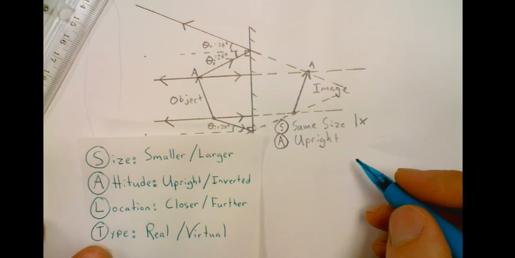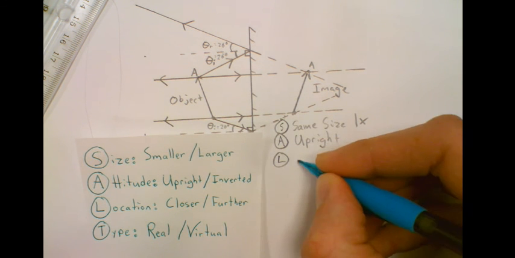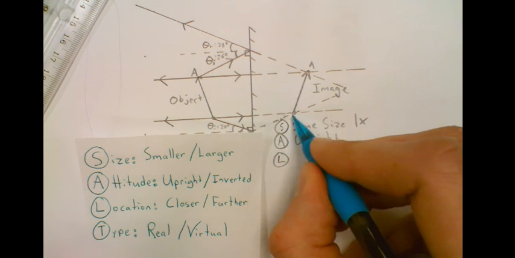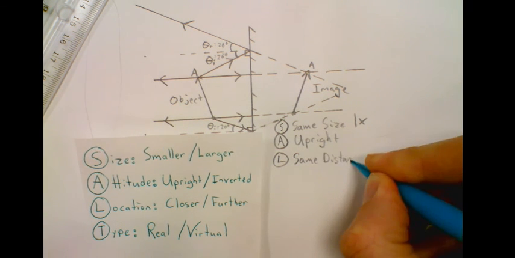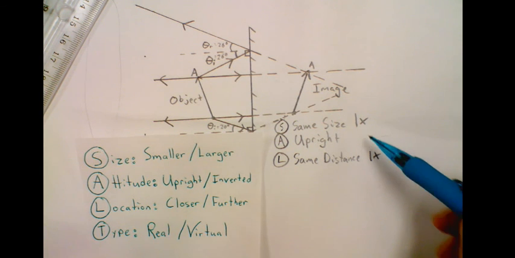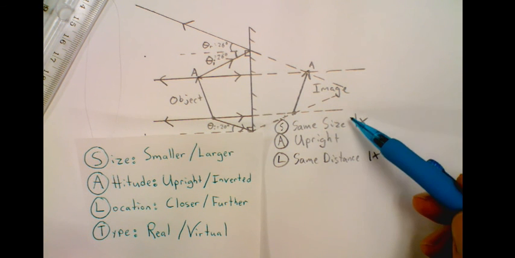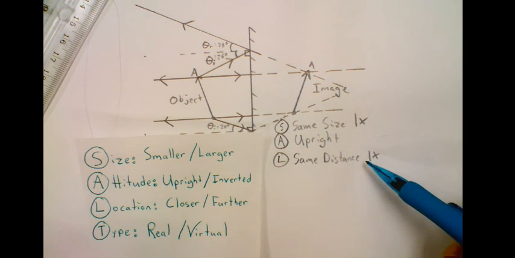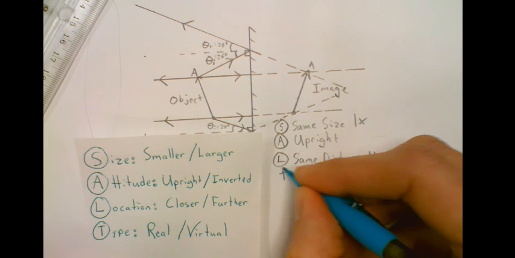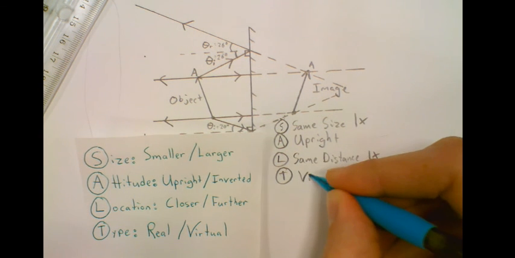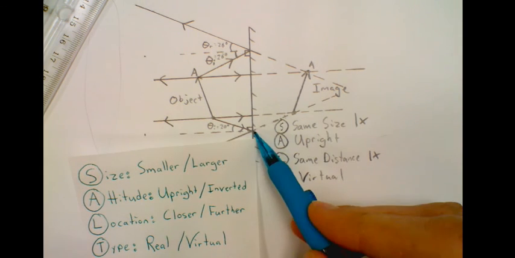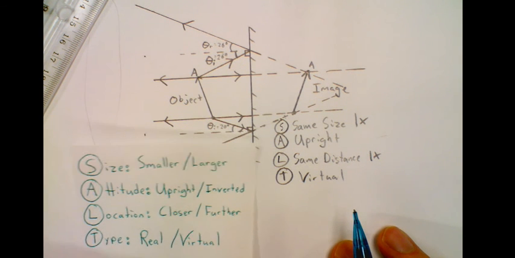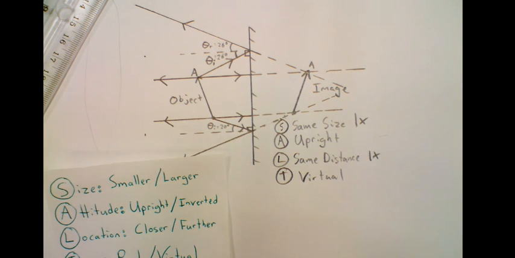And then L for location. It is the same distance, so same distance from here to here as here to here. So same distance or 1 times. You notice there's a relationship. The magnification here will be the same ratio as the distance of the image to the object. And T for type, as I said before, it is virtual because it's on this side of the mirror, and it has these dashed lines. So that is how you use ray diagrams to find images. And I hope you are having a great day.